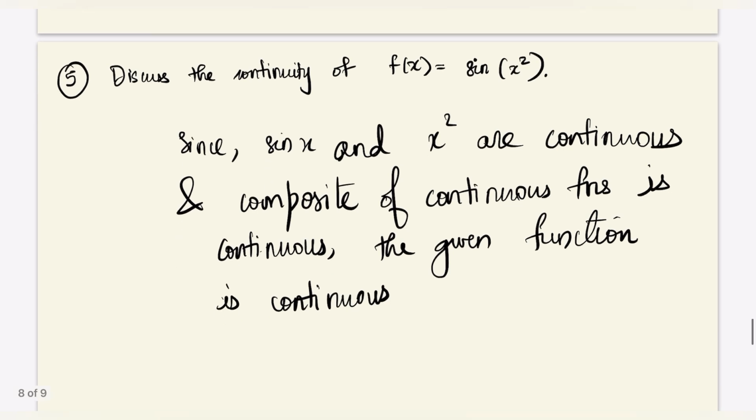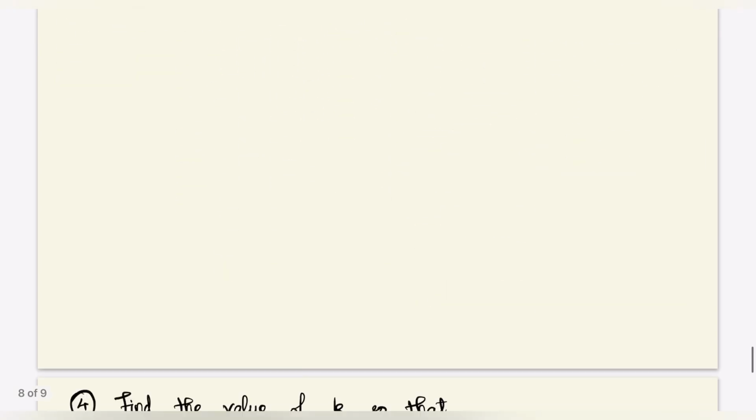Continuous means continuous in its domain. As you can see that nothing is mentioned over here, which means that it is defined everywhere in the set of real numbers. That is continuous in R. Let us look at one more example.